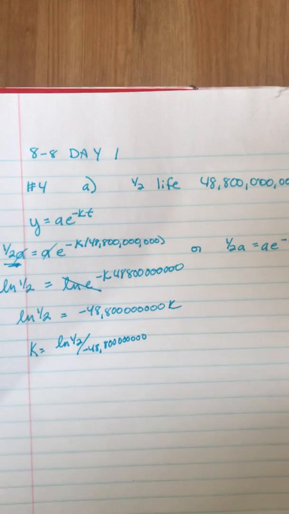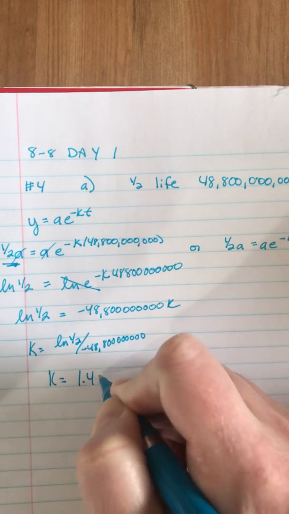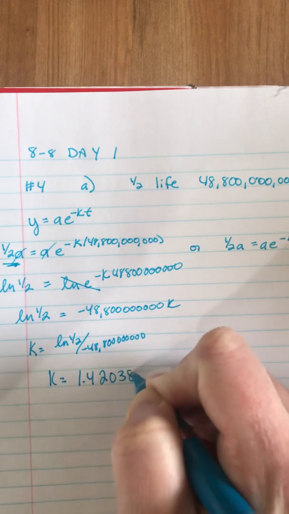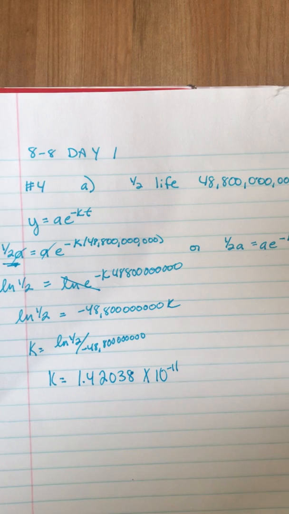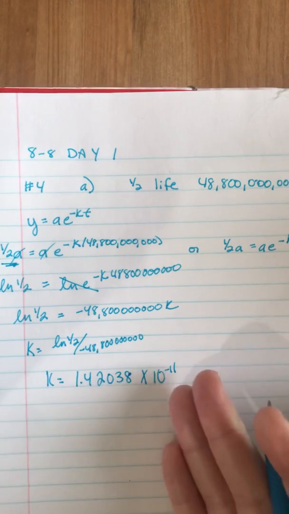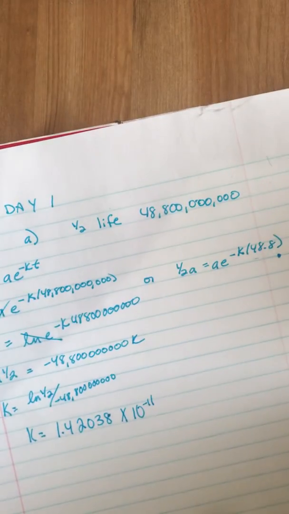So when I do that on the calculator, I get, let's see if I did the right amount of zeros. I get k equals 1.42038 times 10 to the negative 11th, because that's a really small number, okay? And I can type that in my calculator. I can use Desmos.